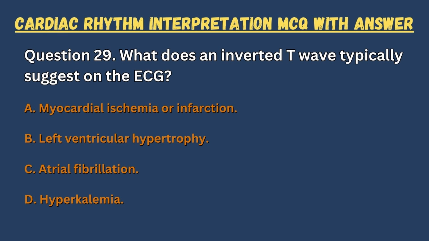Question 29. What does an inverted T wave typically suggest on the ECG? A. Myocardial ischemia or infarction. B. Left ventricular hypertrophy. C. Atrial fibrillation. D. Hyperkalemia.